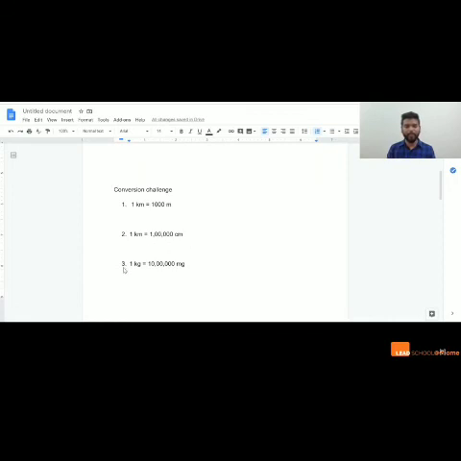Alright. The third one, 1 kg is equal to 10 lakh milligrams.